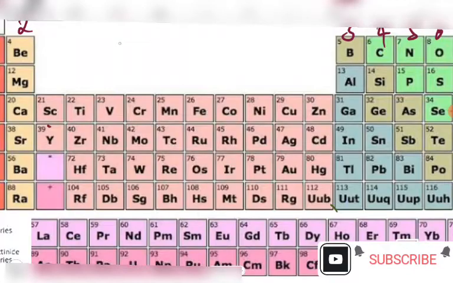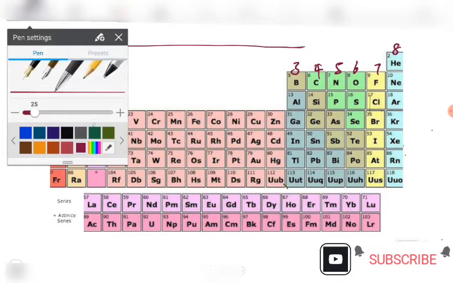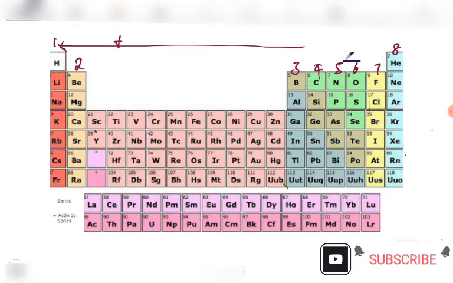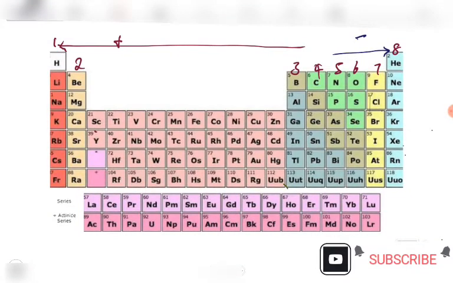Since the ones on the left donate, when they react and bond they're going to have a positive sign. From 5 to 7, they receive, and then they're going to have a minus sign. Let's take a look at carbon. Carbon is here, in the fourth group. Any element in the fourth group is neutral. It can either donate or it can receive.